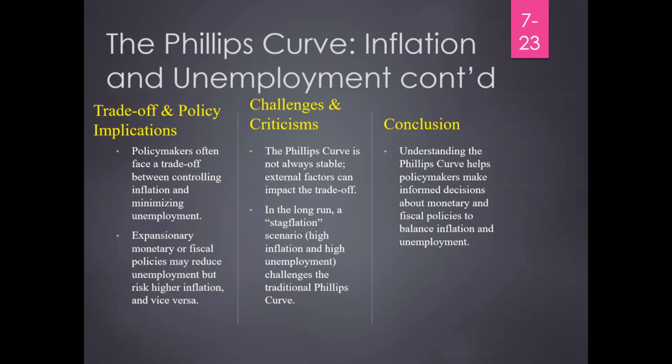In the long run, a stagflation scenario, which is where there is high inflation and high unemployment occurring at the same time, challenges the traditional Phillips curve. Conclusion: understanding the Phillips curve helps policymakers make informed decisions about monetary and fiscal policies to balance inflation and unemployment.